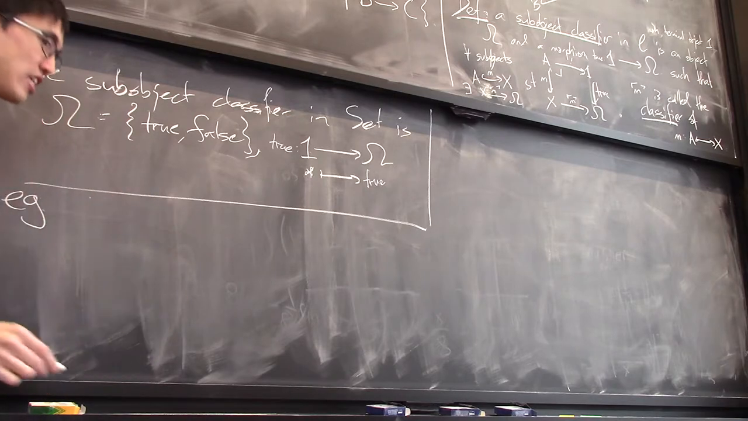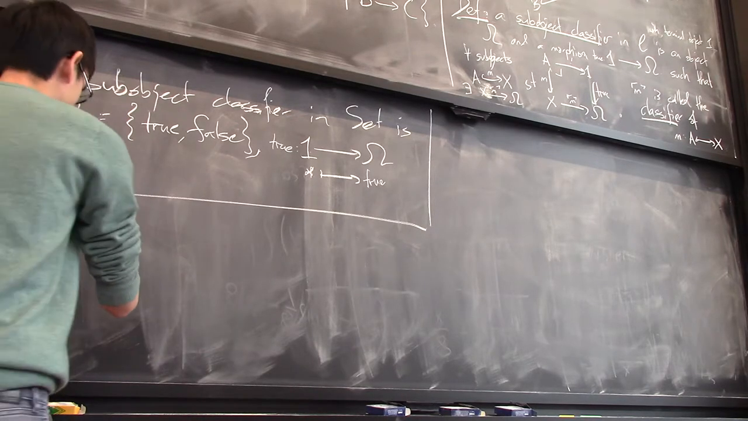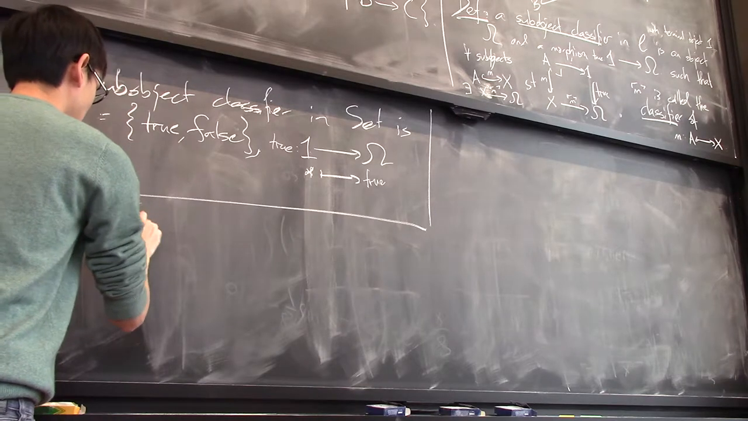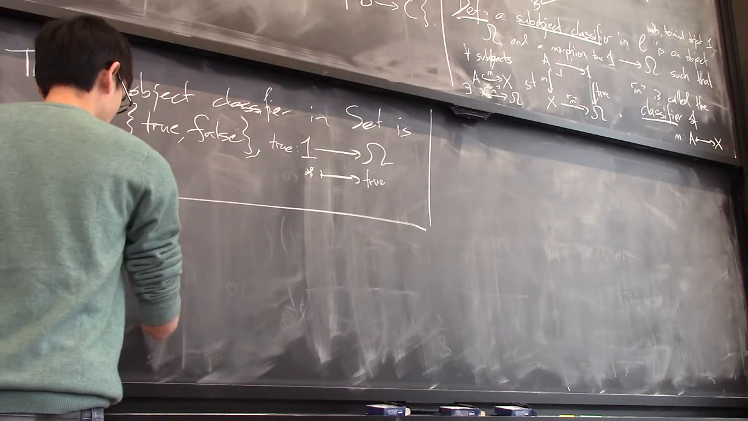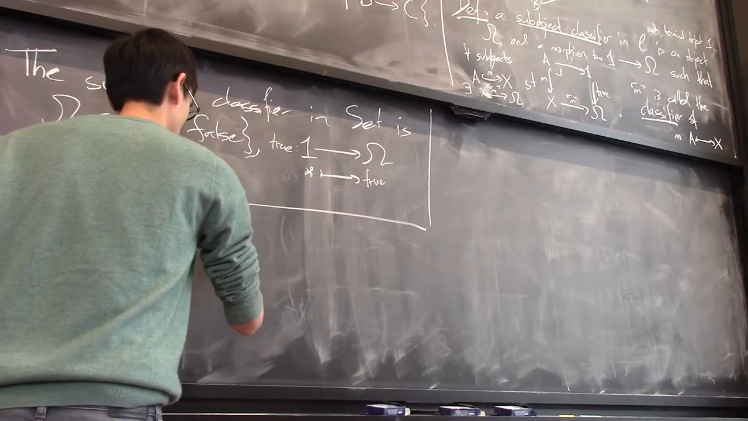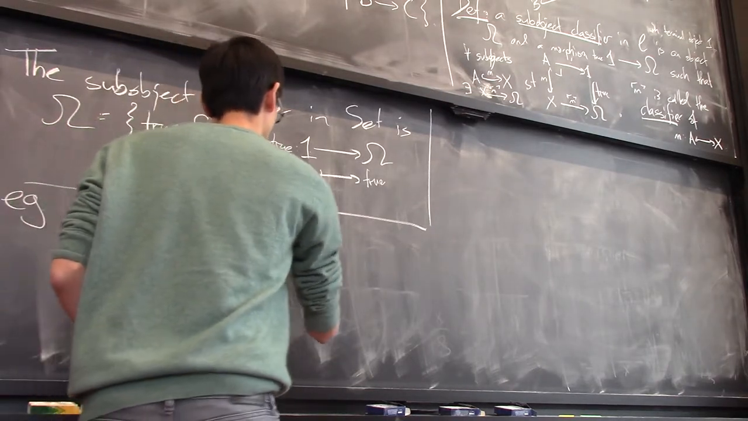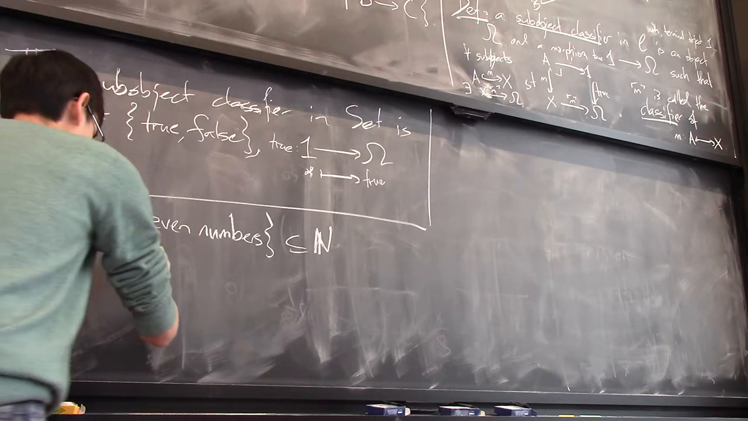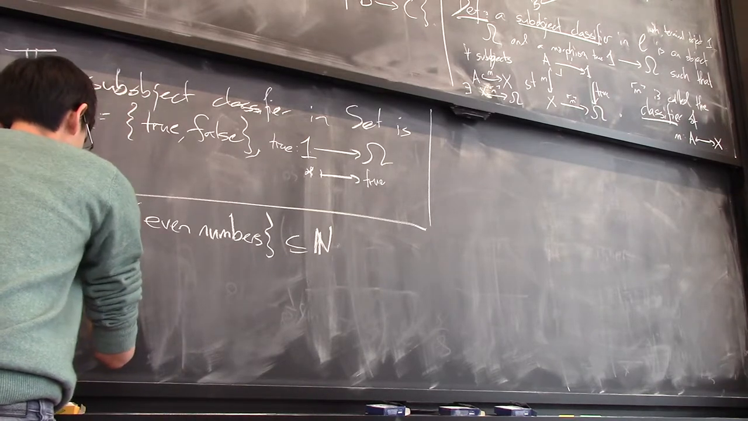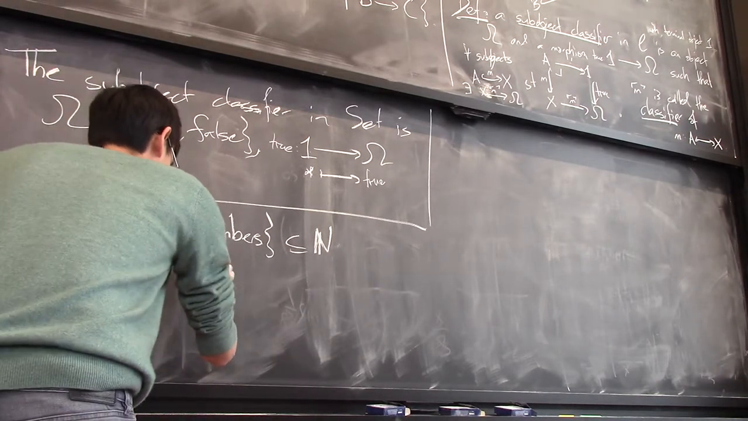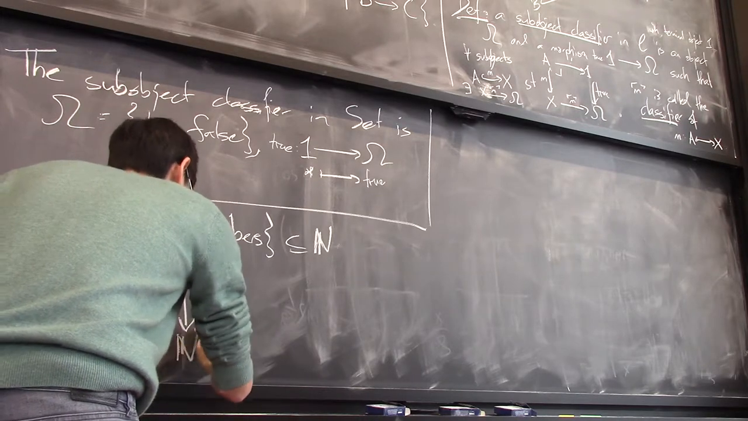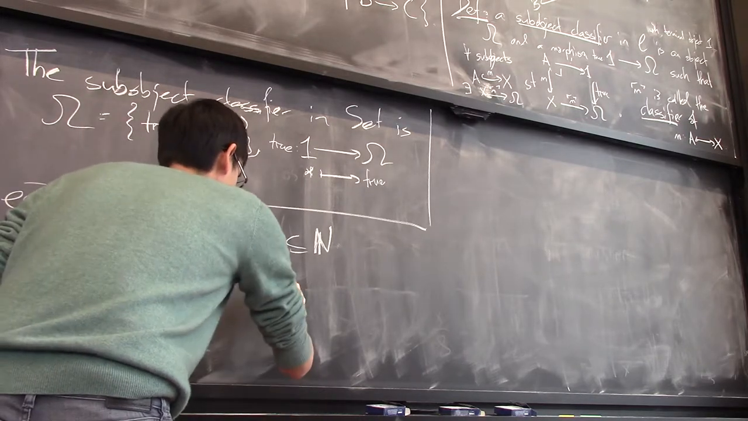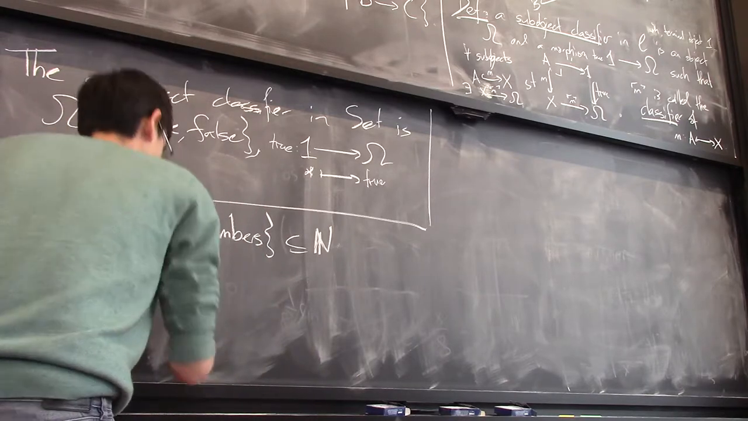And the point being that, let's say we're looking at sub-objects of the natural numbers. We'll take E to be the set of even numbers. This is a subset of natural numbers. So we should be able to find a morphism from N to omega that classifies this subset. So, exercise. We have E included into N, and we'll call this little e.